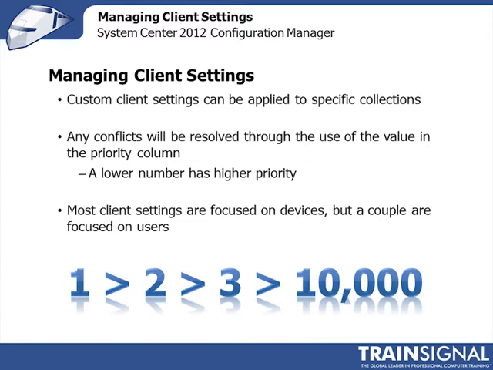Now you may wonder, well, if you can have all these custom client settings, what happens if there's a conflict? Well, these are resolved through the use of a value in the priority column, which you'll see in just a minute. A lower number in the priority column for client settings means that that particular setting has a higher priority. And that's why at the bottom of the page you see the graphic. 1 is greater than 2, is greater than 3, is greater than 10,000.